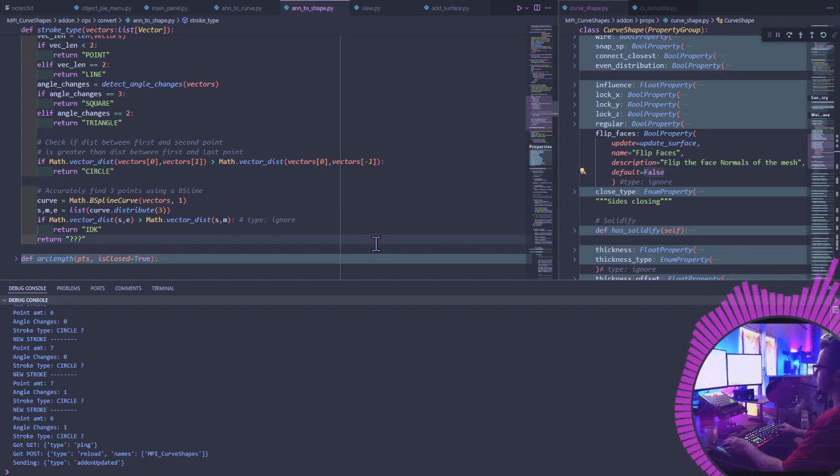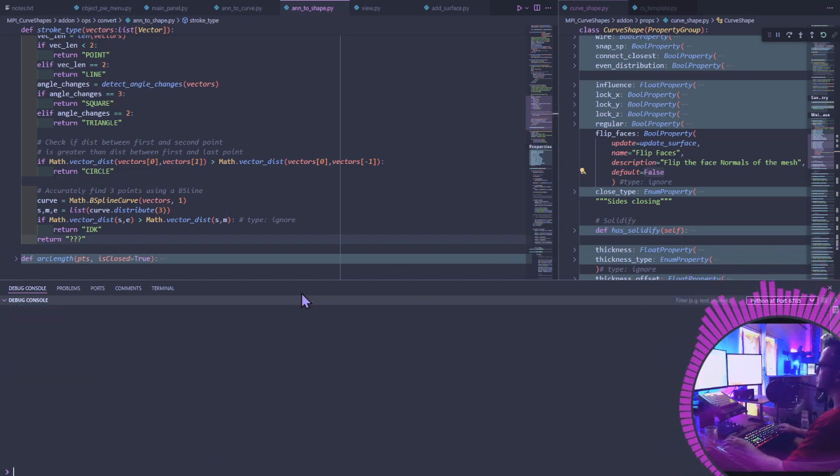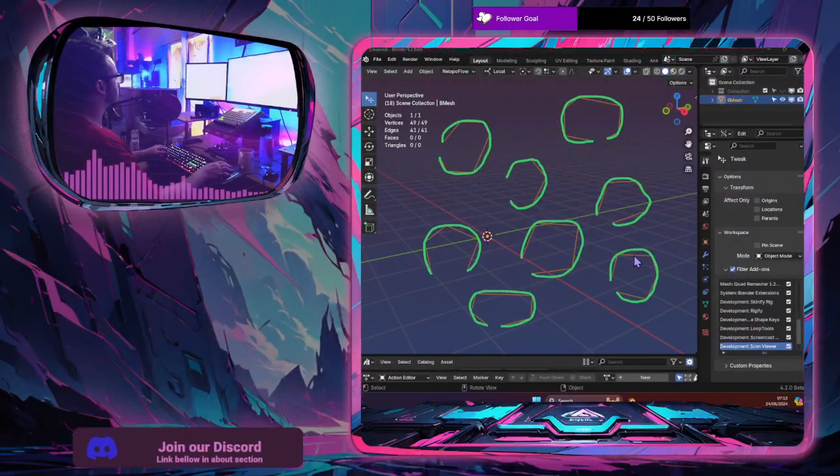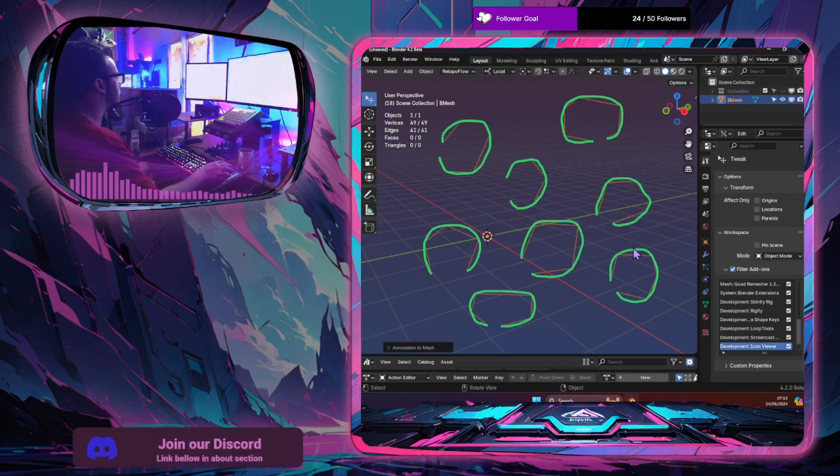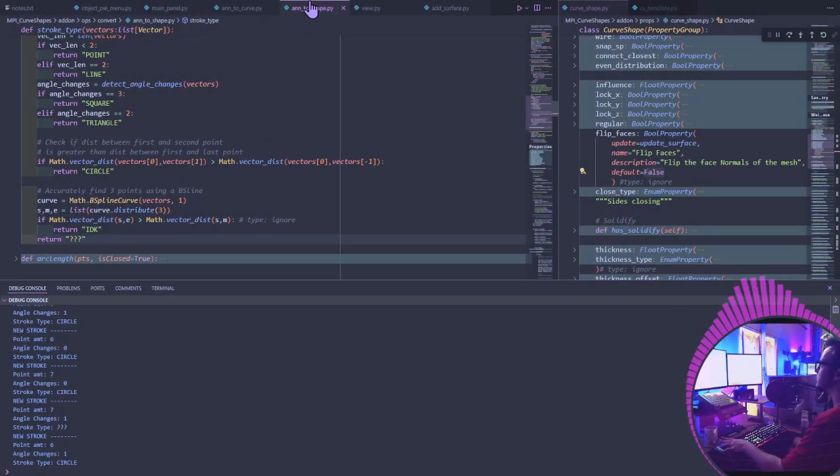So those guys should not return circles anymore. But they did. Did I save this? Am I asking the right question? The distance between 0 and 1 is greater than the distance between 0 and the last one. If that's actually, it's the other way around. It needs to be smaller.